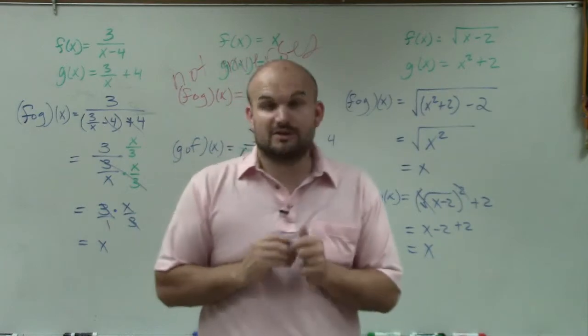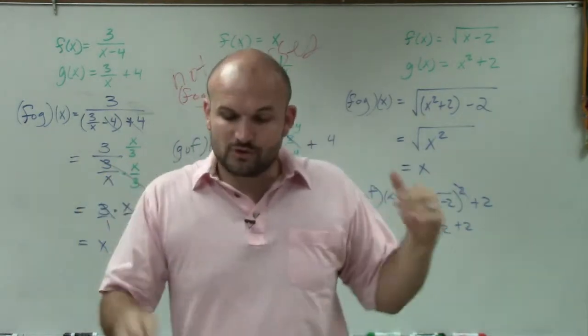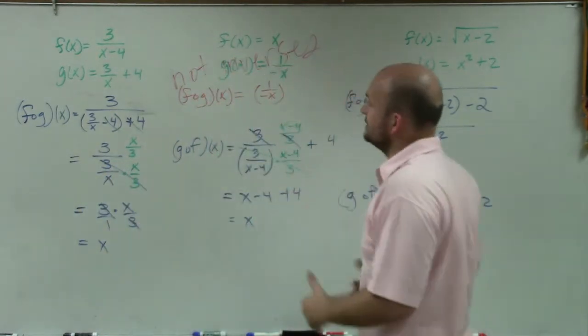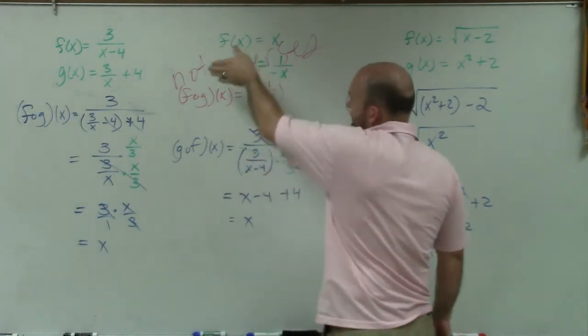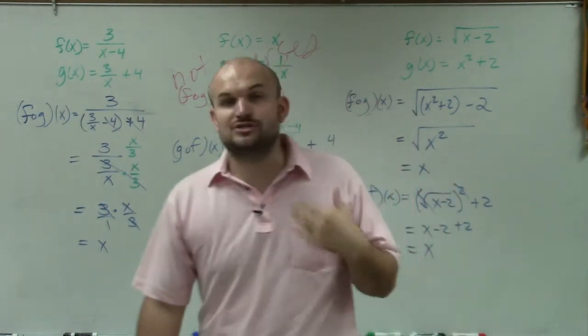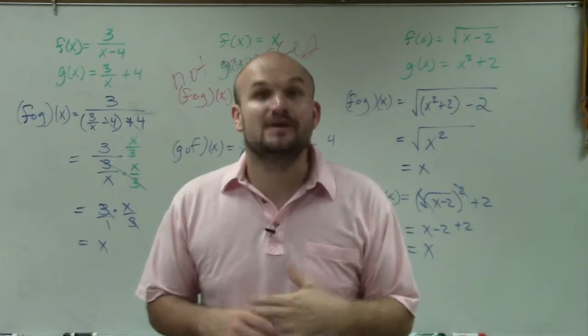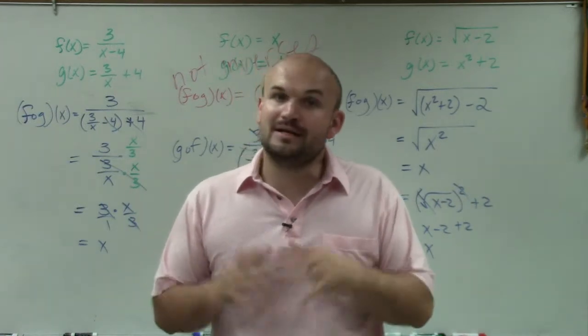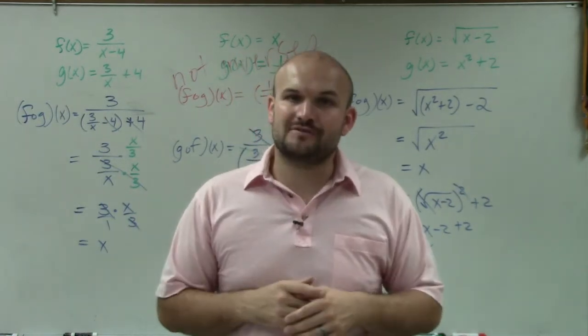So therefore, ladies and gentlemen, the first function and the last function, we can prove that they are inverses. However, by using composition, my middle two functions, we can show that they are not inverses of each other. So there you go, ladies and gentlemen. That is how you determine or prove that two functions are inverses of each other.